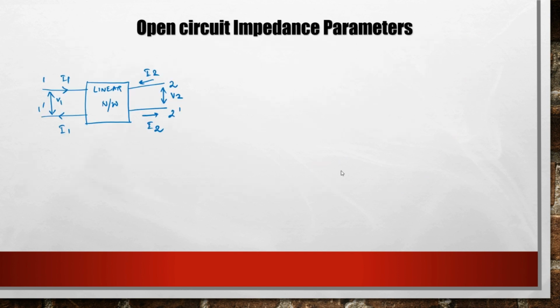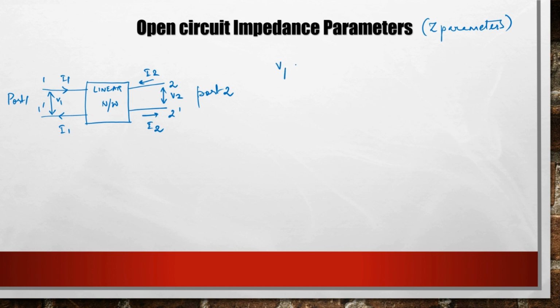We are now going to look at the open circuit impedance parameters or the Z parameters for a two port network. So, say this is how the two port network looks. There are two ports. This is port 1, and on the other side, we have port 2. I1 and V1 are the current and voltage of port 1, and I2, V2 belong to port 2. So, we can actually frame the equation in this manner.